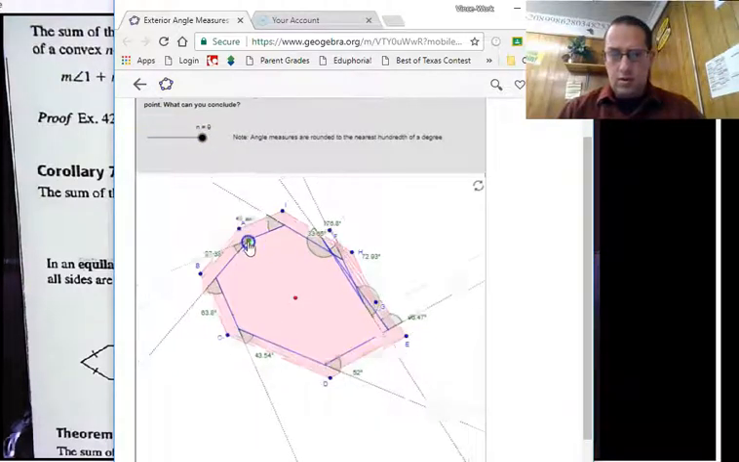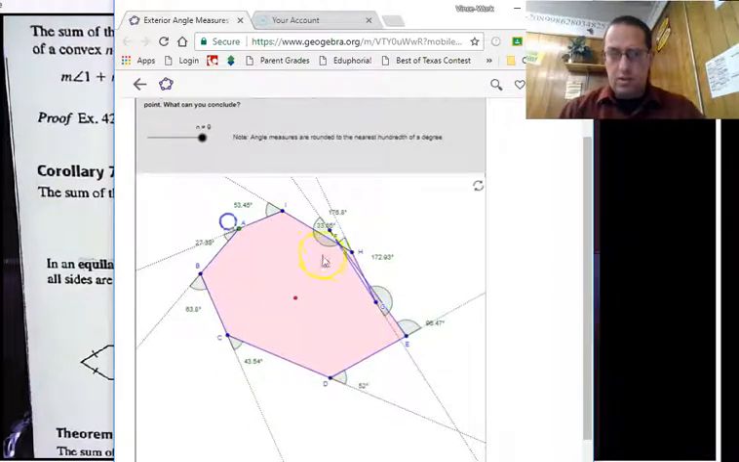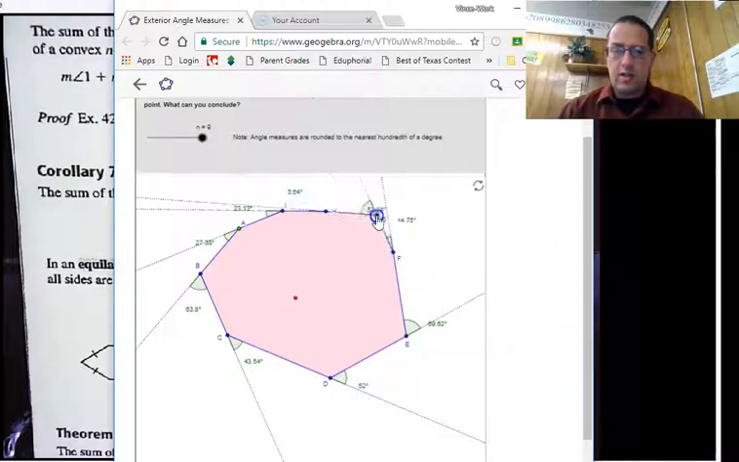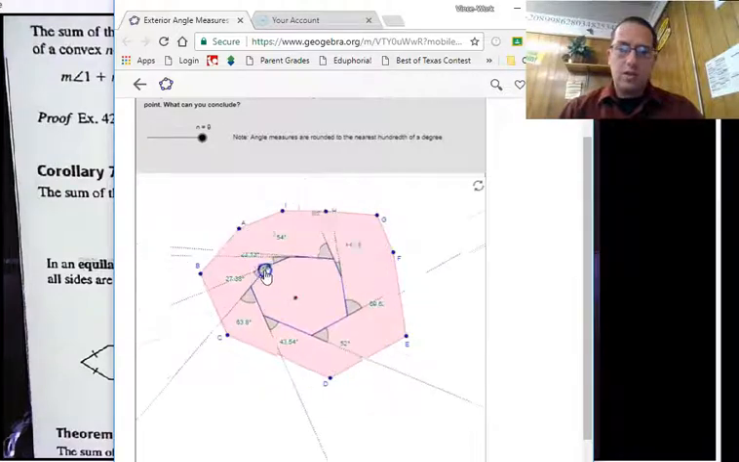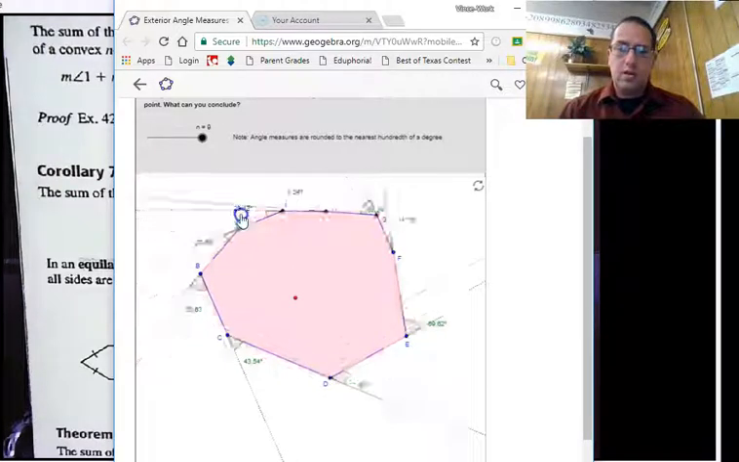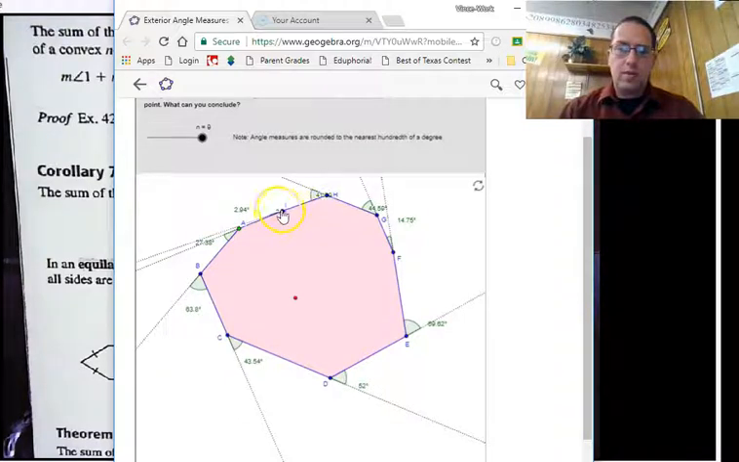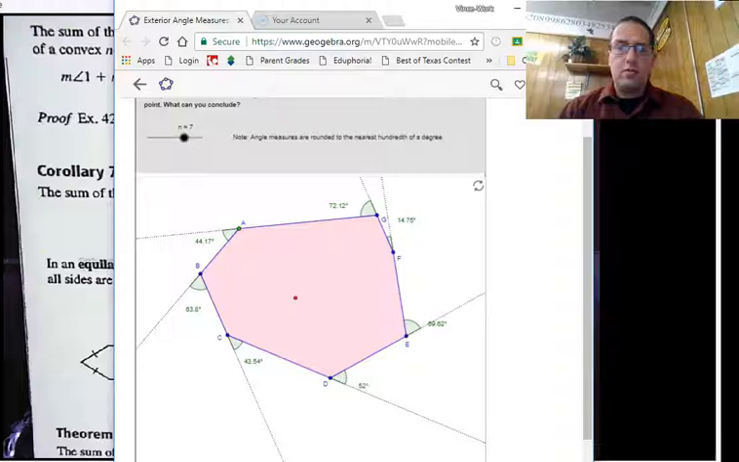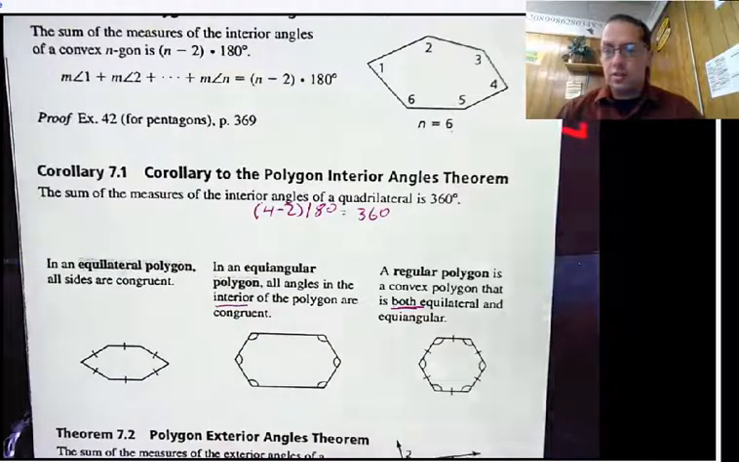Let's see, that one all got jarred because I moved some of the stuff. So we got some overlap here. Let's move that down there. Let's get us back convex again. There it is. It's just slightly convex, but it is. But we see still no overlap, 360 degrees. Okay. As long as it is a convex polygon, the exterior angles will add up to 360 degrees.